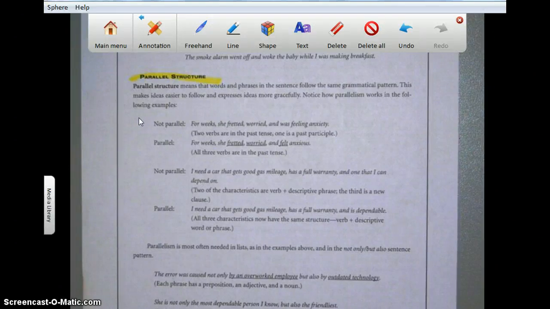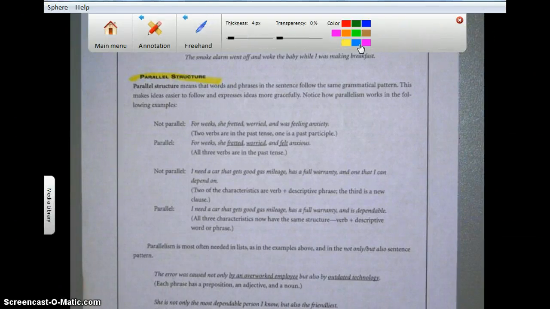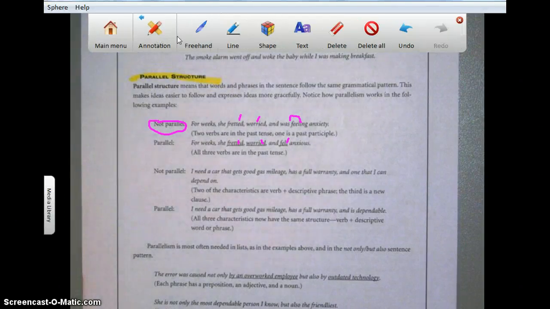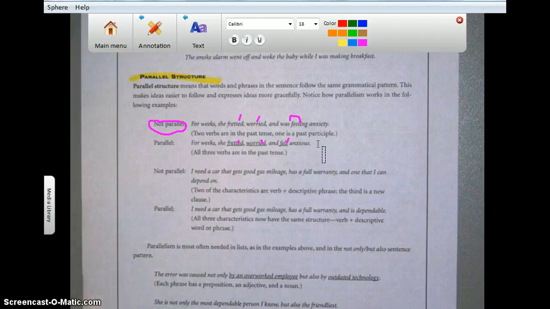So it is not parallel. For weeks she fretted, worried, and was feeling anxiety. Two verbs are in the past tense and one is in the past participle. So she fretted, worried, and was feeling. That makes it unparallel. For weeks she fretted, worried, and felt anxious. Because those are all in similar verb tenses, that is how you determine that it is parallel. You look at verb tenses in this case.